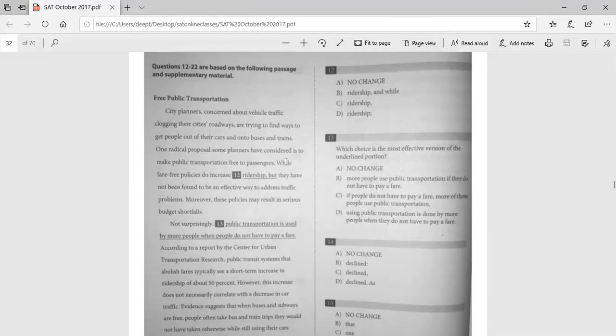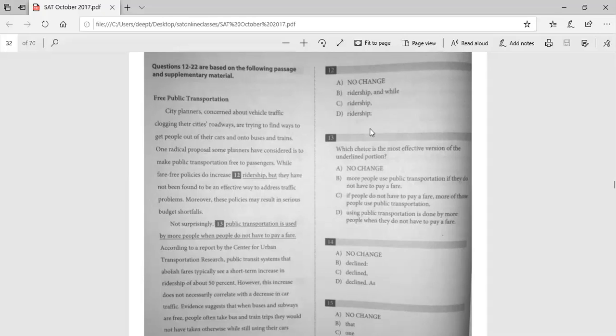So if I've already used while, that means I'm already indicating that the direction of the sentence will change. So if this while doesn't exist, if my sentence starts from fare-free policies do increase ridership, but they have not been found to be an effective way to address traffic problem, it would be correct. But because I have this while, I am already changing the direction. I don't need the but. So the but option also goes away. That means A and B are out.